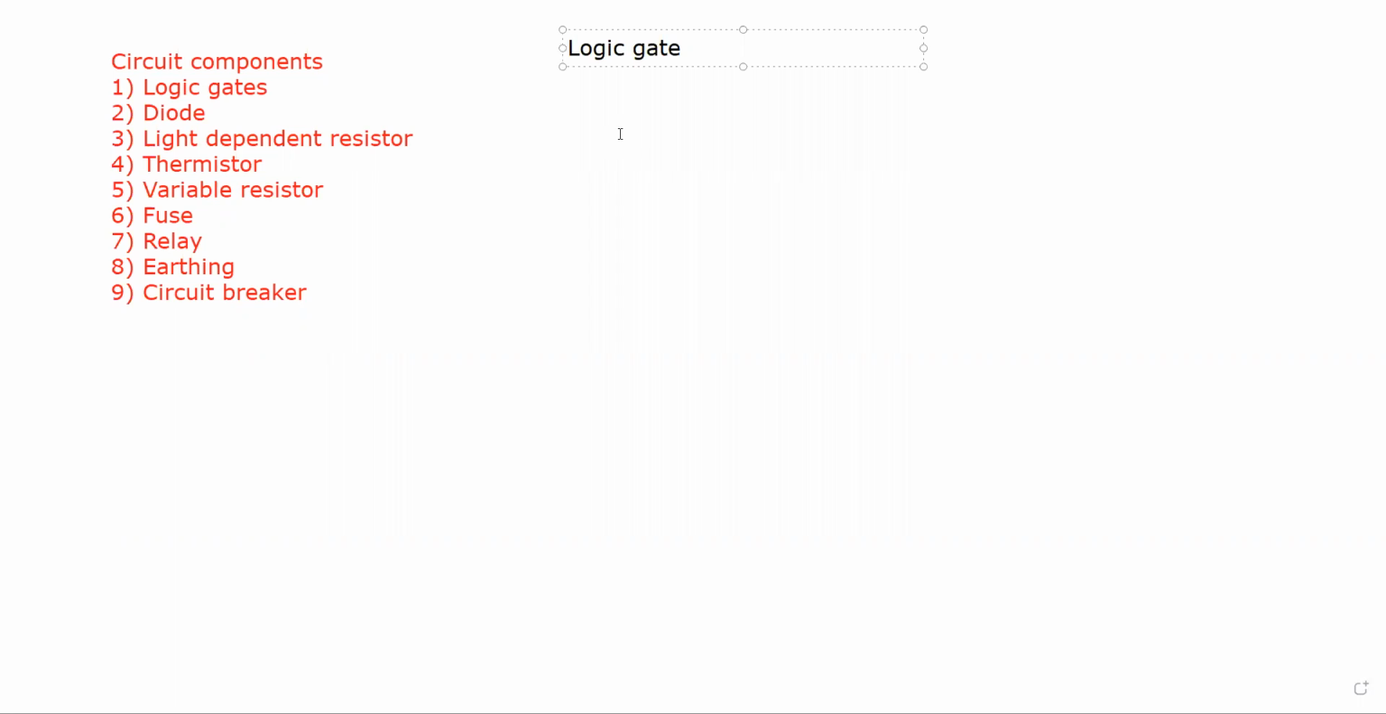Basically, what are logic gates? Logic gates are giving the logic about the circuit. What is the logic of the circuit? For any circuit, what are the two possibilities? Either it will work or it will not work. These are the only two possibilities for a circuit. Either it is working or it is not working.